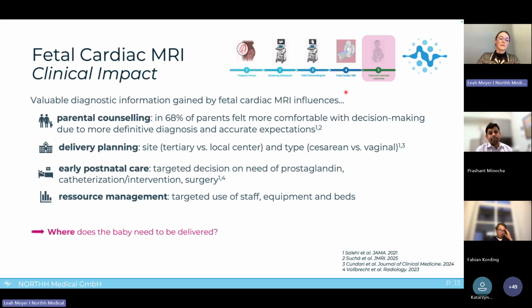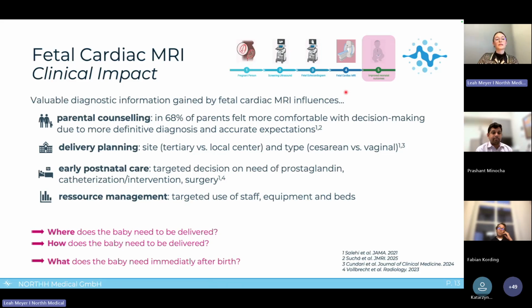So we want to answer the questions: where does the baby need to be delivered? How does it need to be delivered? And what does the baby need immediately after birth?